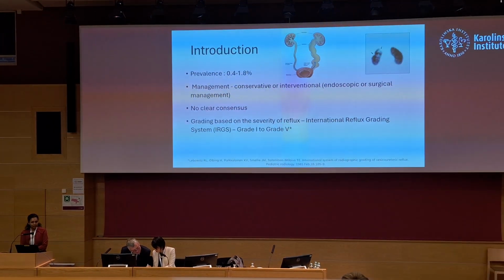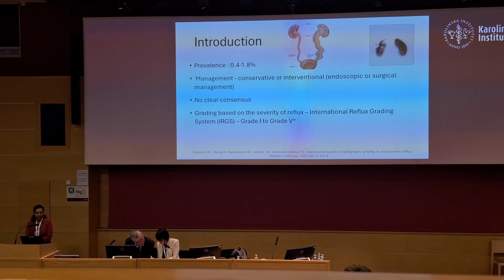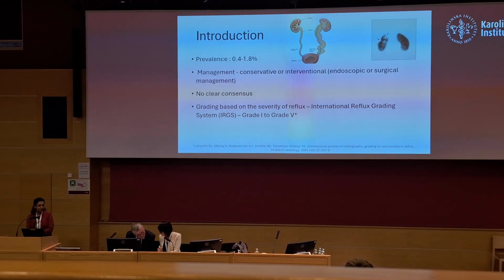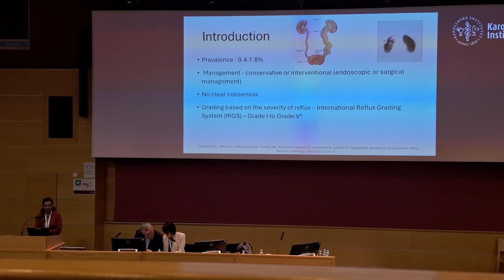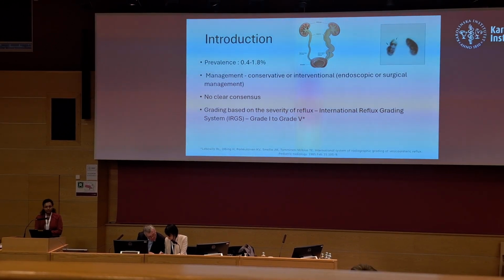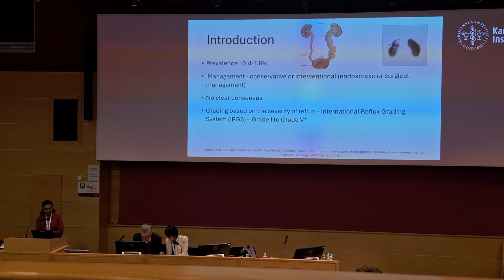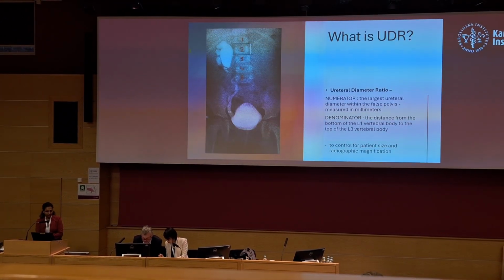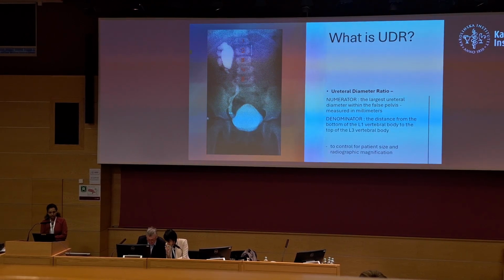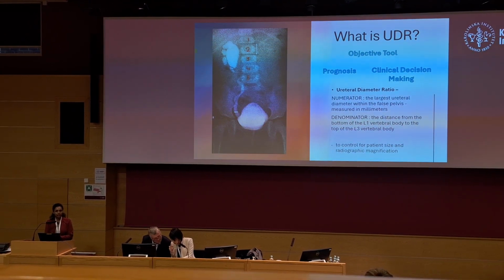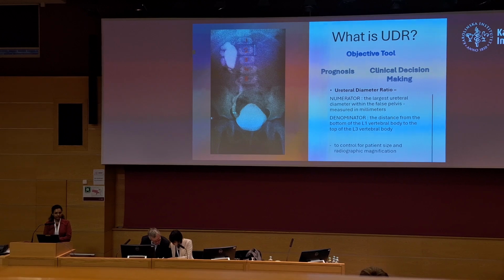So, with a prevalence of 0.4 to 1.8%, VUR has no clear consensus for the conservative or interventional management, and an inadequate treatment for this disease can lead to complications like renal scarring and decrease in renal function. So, what is ureteral diameter ratio? It is an objective tool which can be used for prognosis and clinical decision making.